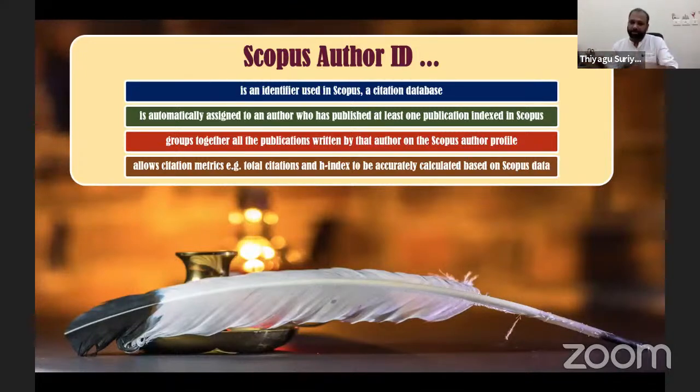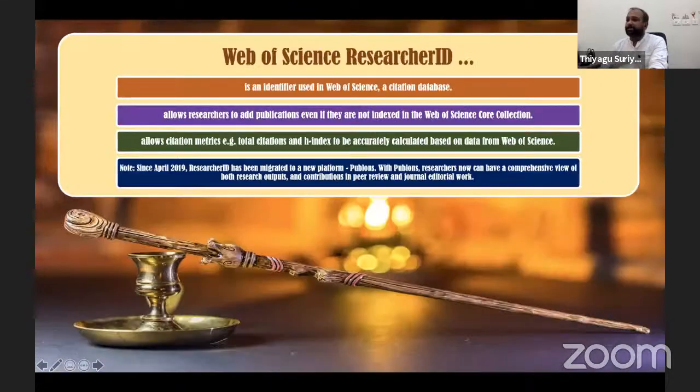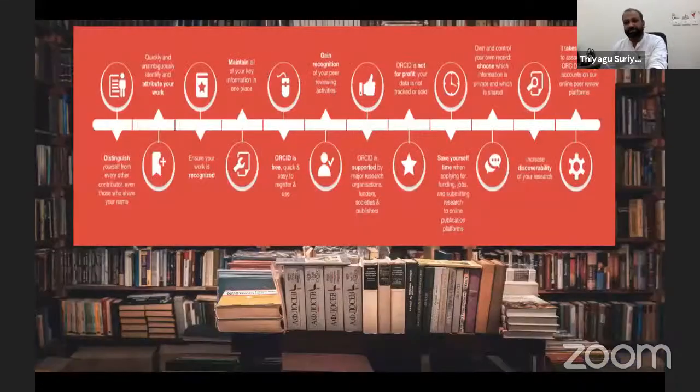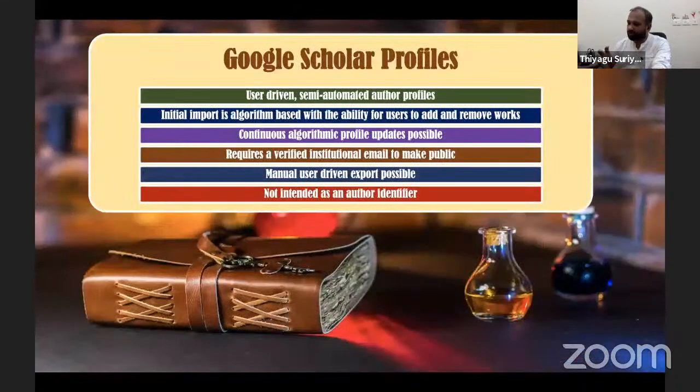If you have any queries, I can extend my presentation also. Then the second one is Web of Science: how to create a Web of Science ResearcherID, and where you can locate this ID number. Then next is the ORCID ID and the steps of ORCID. Then I am going to explain the Google Scholar profile, and how to create a Google Scholar profile.